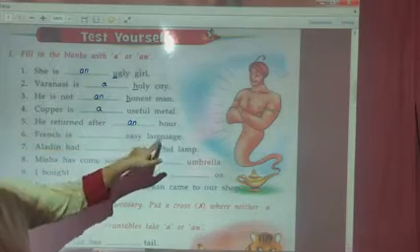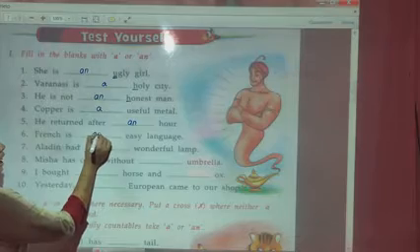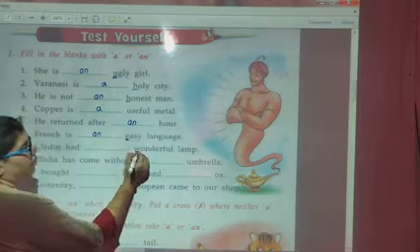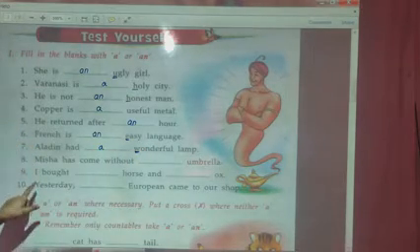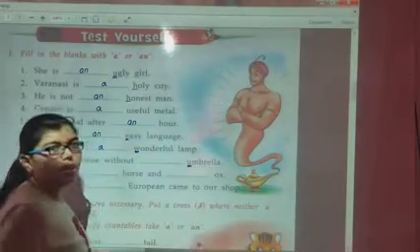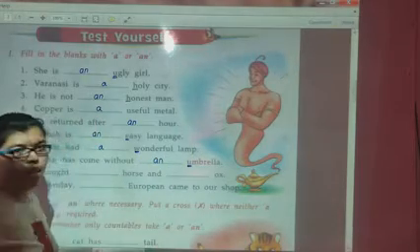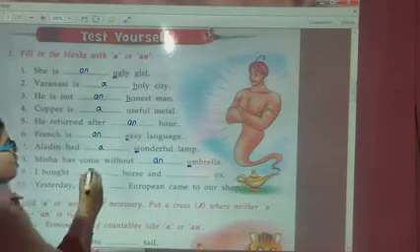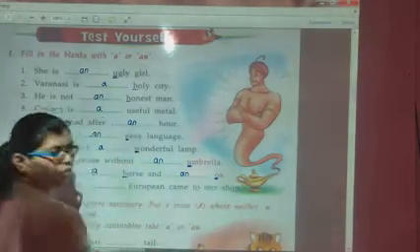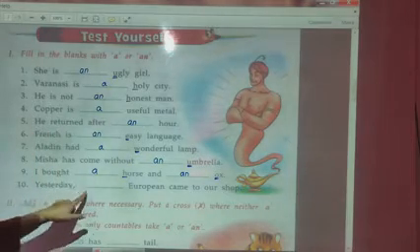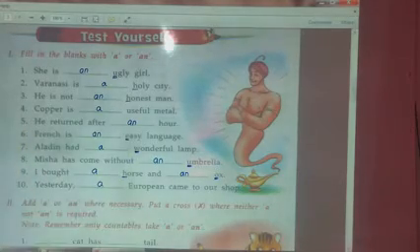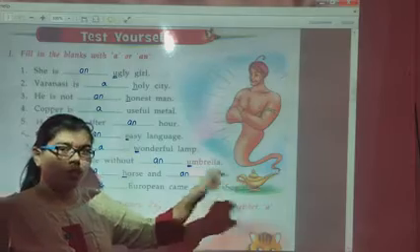French is dash easy language. An easy language. Aladdin had dash wonderful lamp. Now W, a wonderful lamp. Misha has come without dash umbrella. U, so an umbrella. I got a horse. H is there. And an ox. O, vowel. Yesterday, a European. Here E is there, but the sound of Y is there. So, a European came to our shop.